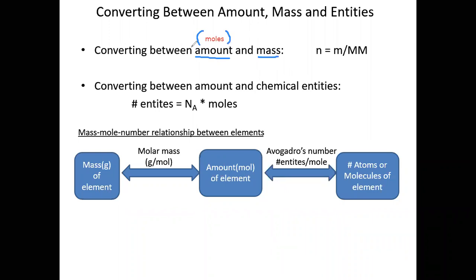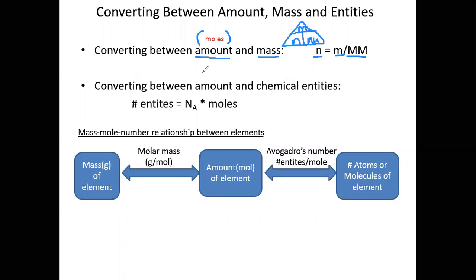So when we're converting between moles and mass, we use mass divided by molar mass gives us moles. And sometimes people use a little pictogram to denote this. So we have mass, molar mass, and moles. So mass divided by molar mass gives us moles. Moles times molar mass gives us mass. So if you want to convert between mass and moles, you use this equation.